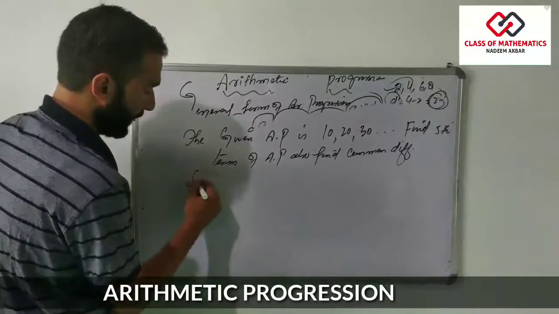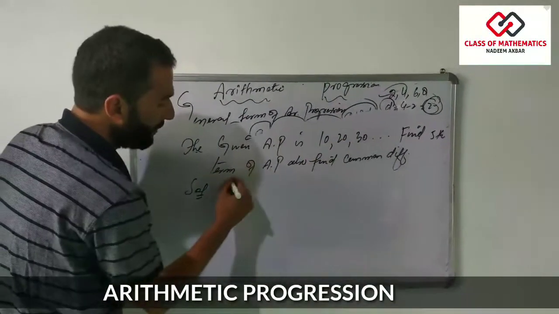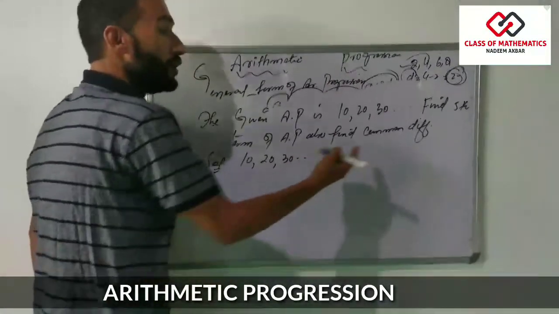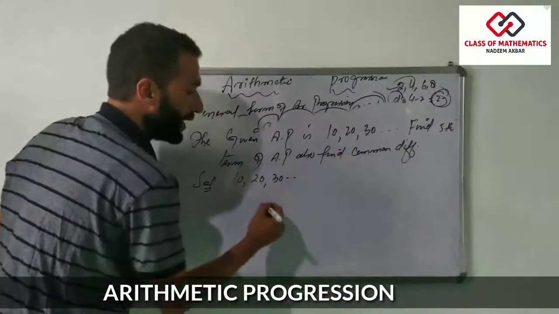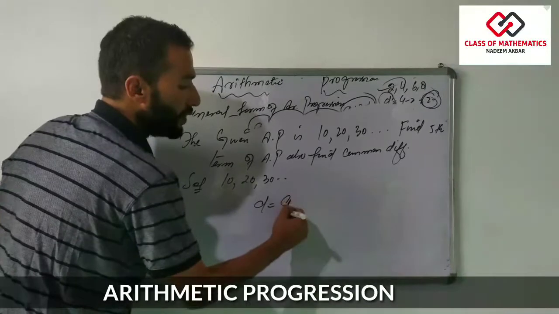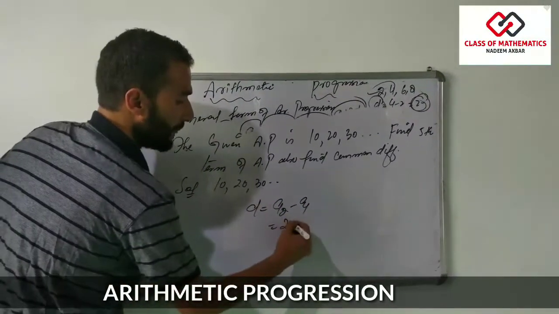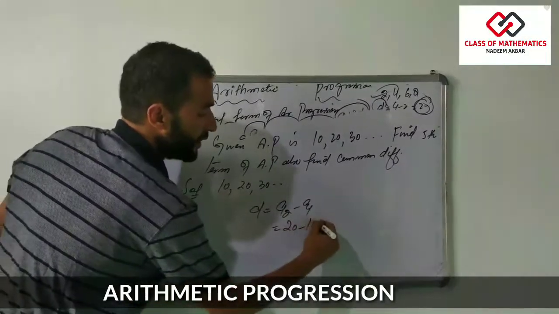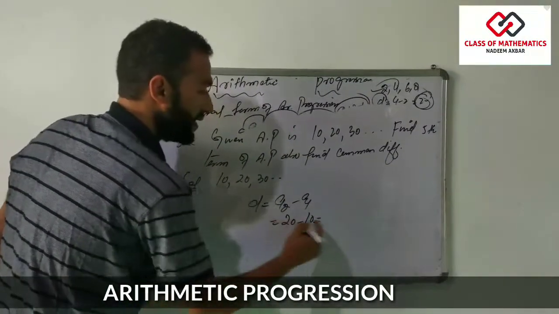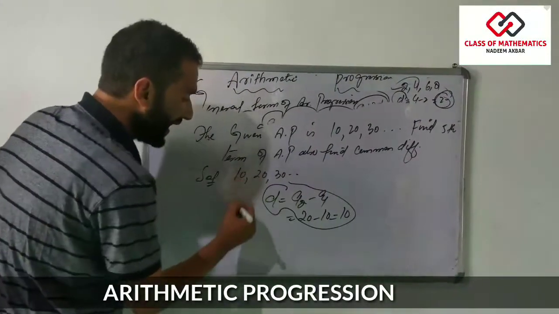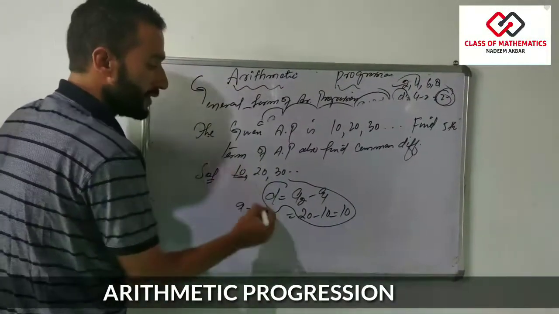Now solution. So what's the given AP? Given AP is 10, 20, 30. So we know that हम common difference किससे डिनोट करते हैं? D, and D is always equal to A2 minus A1. What's A2? It's 20 minus what's A1? It's 10. So D is equal to 10. So what's the A? A is equal to first term, so that's equal to 10.